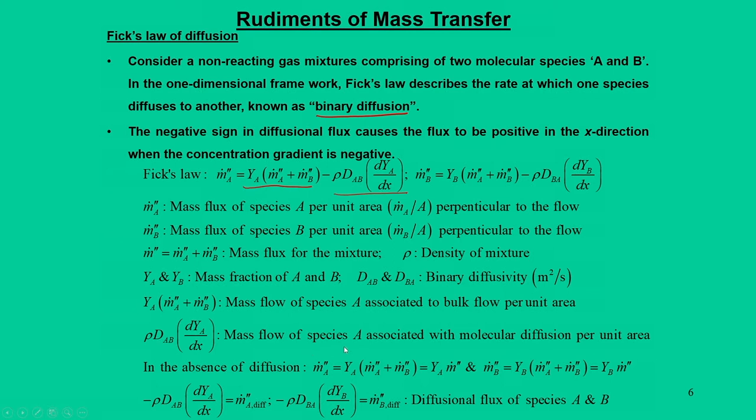The other part is the mass flow of species A associated with the molecular diffusion. Now, similarly, one can find the mass flux of species B as well. If you start from B, all the parameters will be here: the mole fraction will be YB, and the diffusion coefficient will be just reversed, that is DBA. So, the binary diffusion coefficient will be represented by DBA.